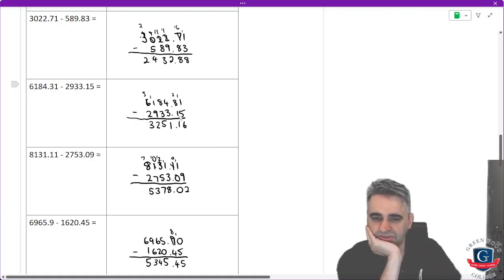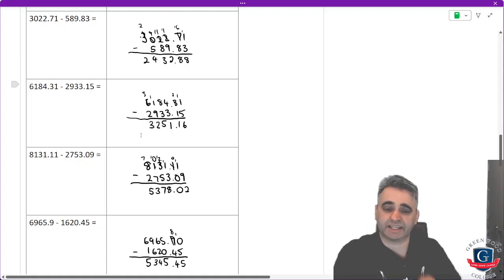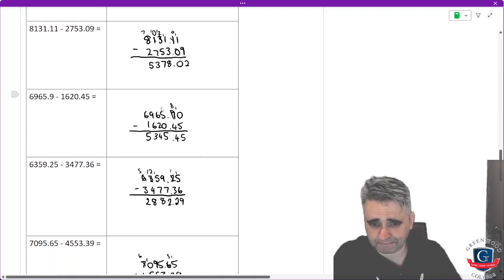6184.31 take 2933.15. Can't take 5 from 1. 3 becomes 2. That becomes 11. 5 from 11 is 6. 1 from 2 is 1. 3 from 4 is 1. 3 from 8 is 5. 9 from 1 you can't. Make that 5. Make that 11. 9 from 11 is 2. 2 from 3 is 2 from 5 is 3. 3251.16.